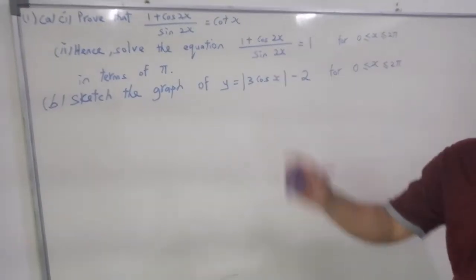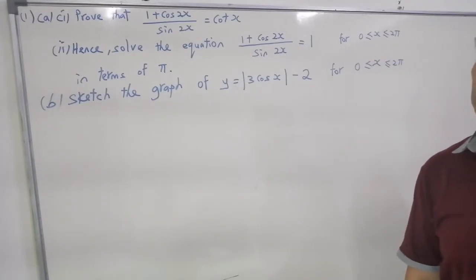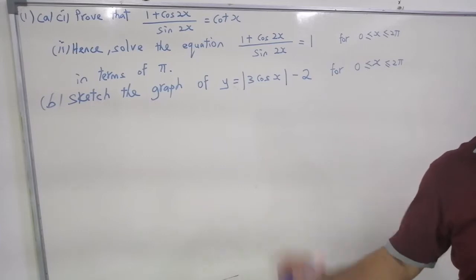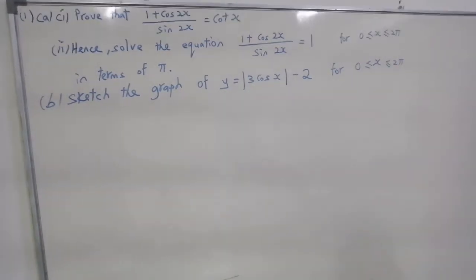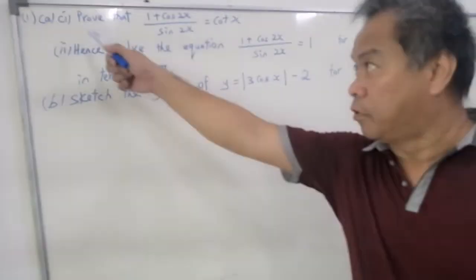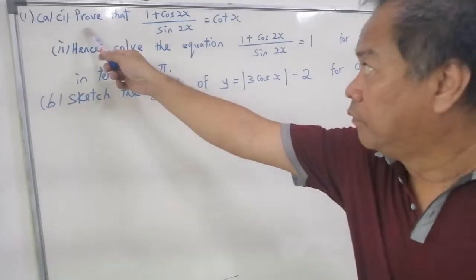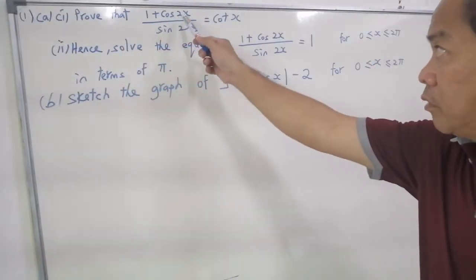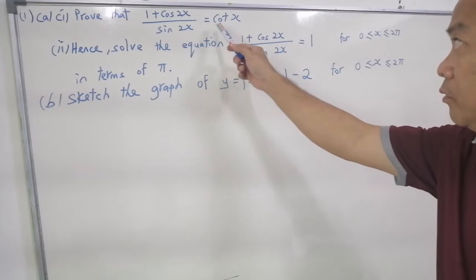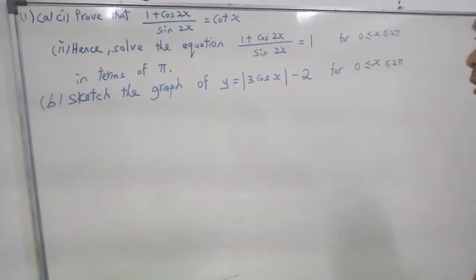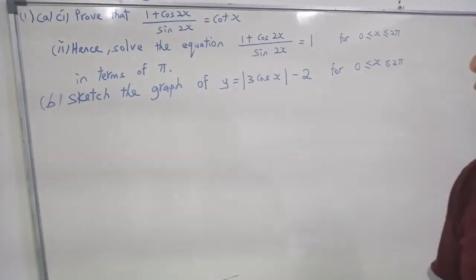I'm Stephen Yong. So today we go to Form 5, Chapter 5 regarding trigonometry. So we solve this problem. Prove that (1 + cos 2x) over sin 2x equals cotangent x. So I solve for this one first. Solution.